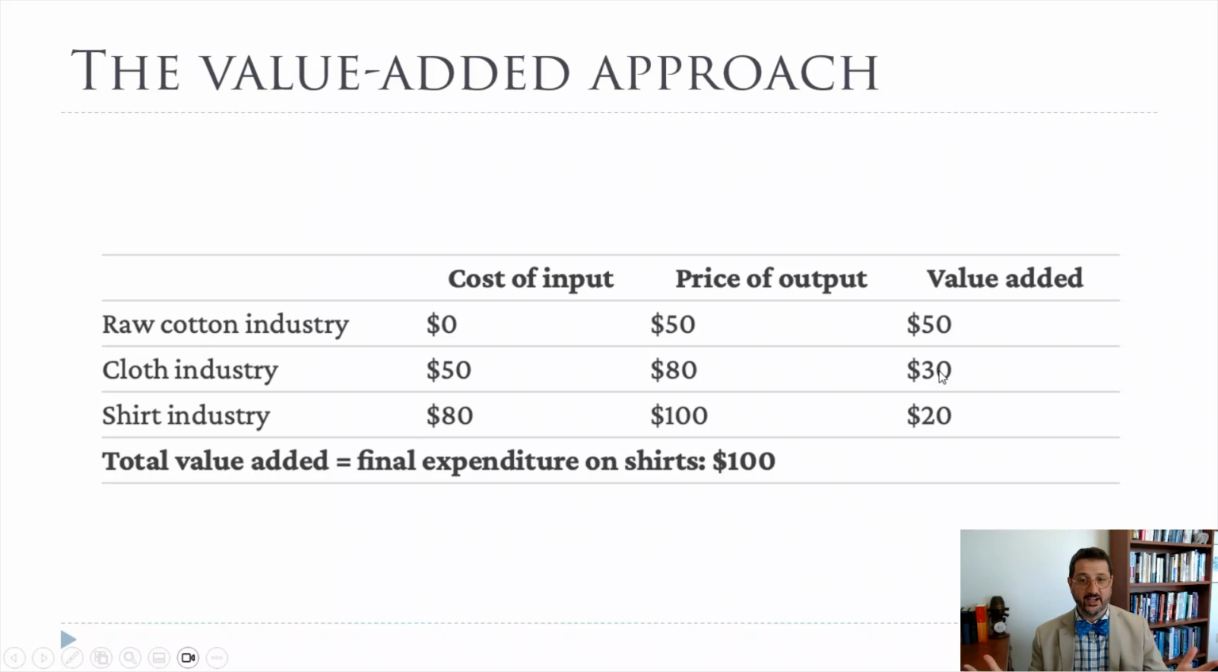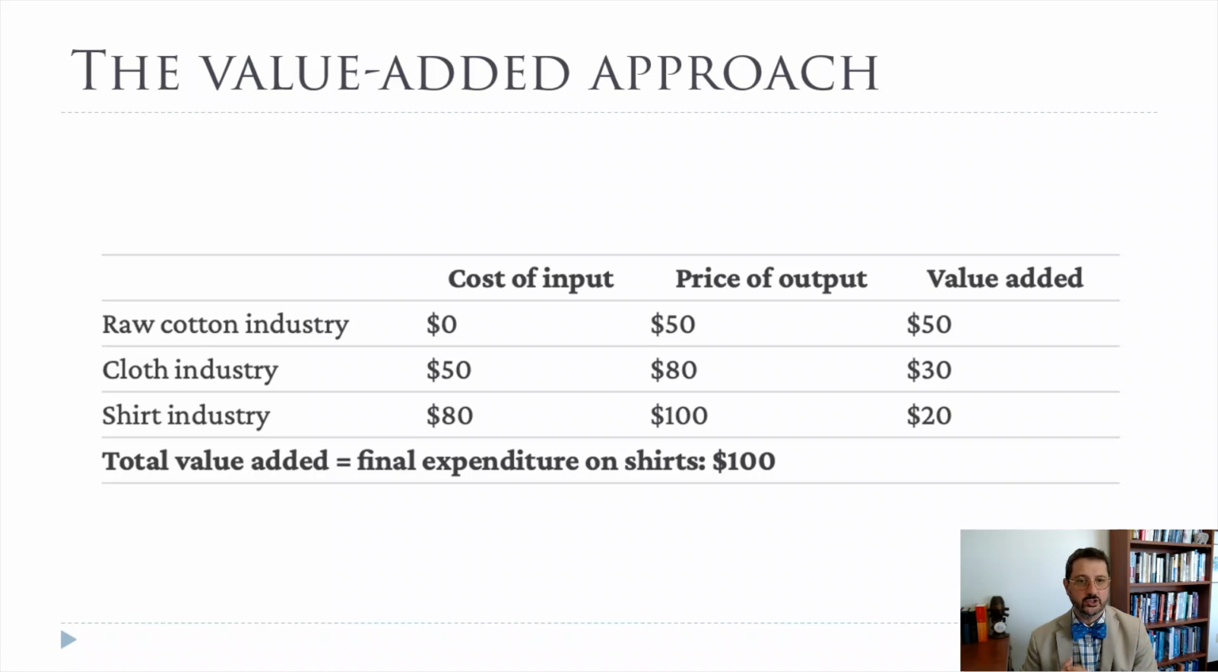Then we have the final industry, the shirt industry. The shirt industry takes that cloth, they cut it up and sew it together and make shirts, and they sell those shirts for $100. And so that's their revenue, but they had to pay $80 for the cloth, and so their value added is 100 minus 80, or $20. Now, with GDP, we can really measure it in two different ways, even just from a table like this.